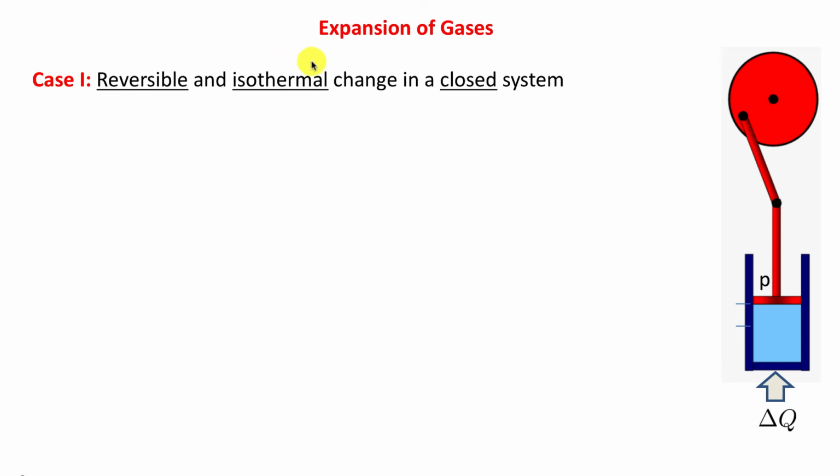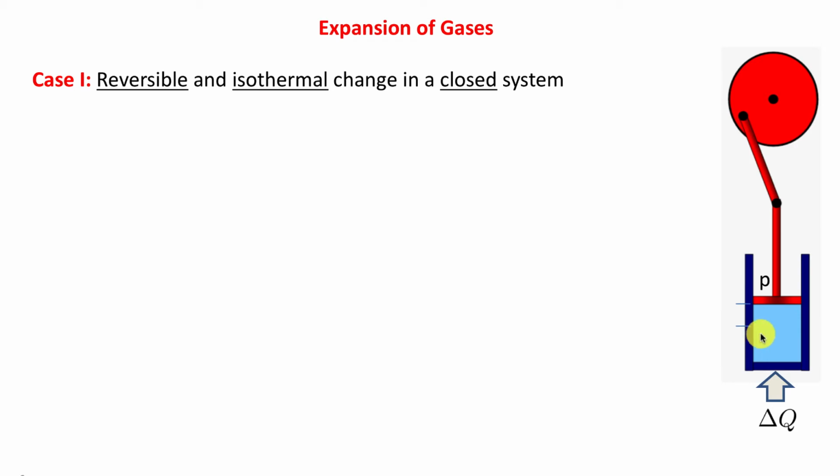Now let's look at the expansion of gases, and I will consider 4 different cases. The first case will be that of a reversible expansion. This will be isothermal. Iso means constant, and this means temperature. So this thermodynamic change will occur at constant temperature, and the system will be a closed system.